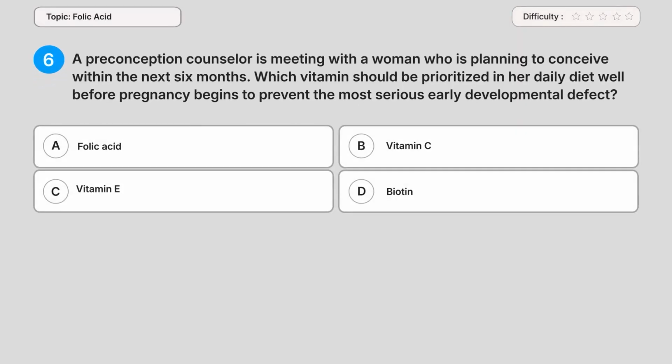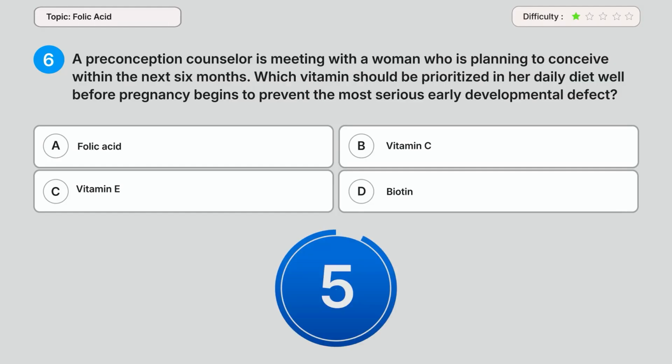6. A preconception counsellor is meeting with a woman who is planning to conceive within the next 6 months. Which vitamin should be prioritized in her daily diet well before pregnancy begins to prevent the most serious early developmental defect? A. Folic acid. B. Vitamin C. C. Vitamin E. D. Biotin. Can you guess the answer?